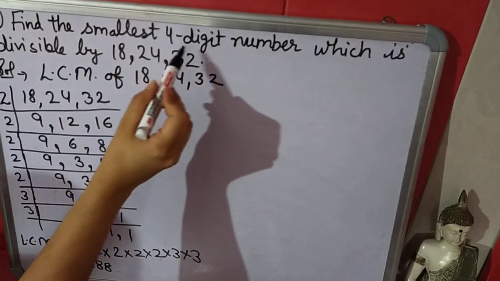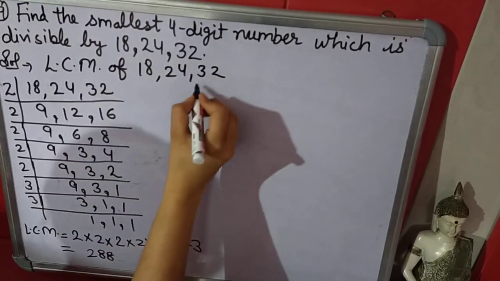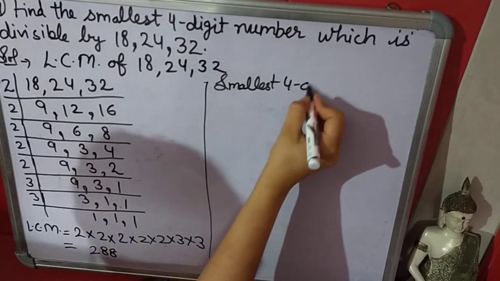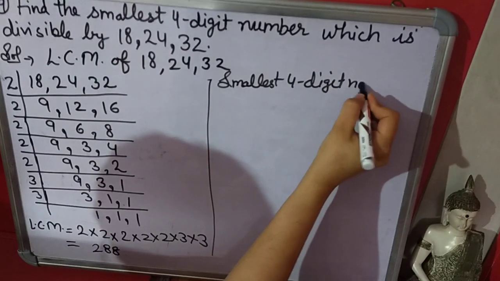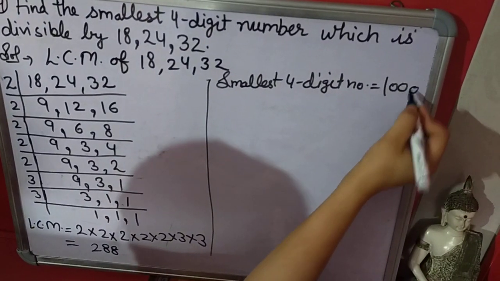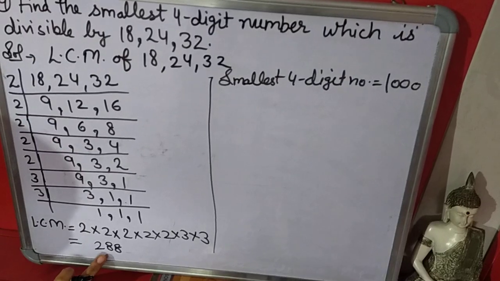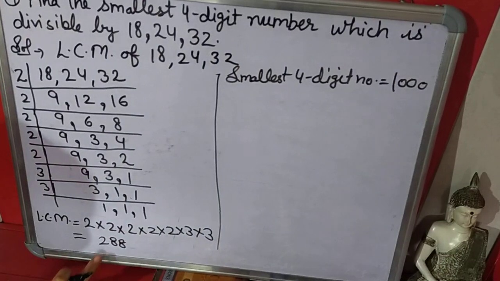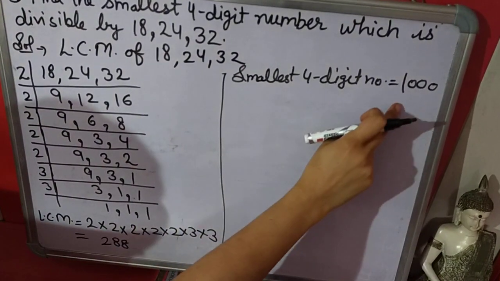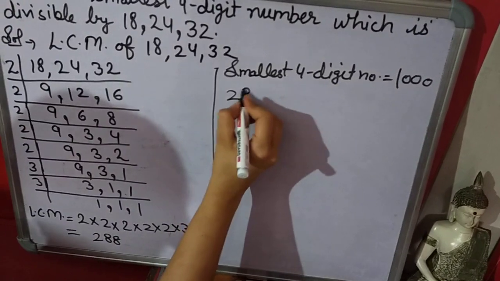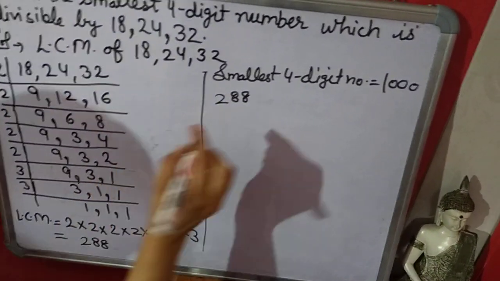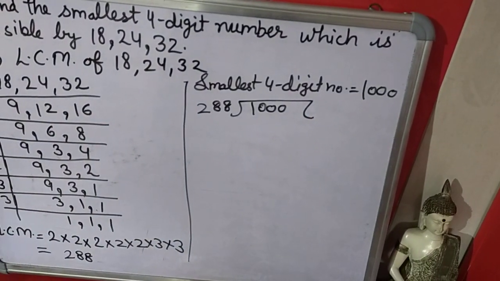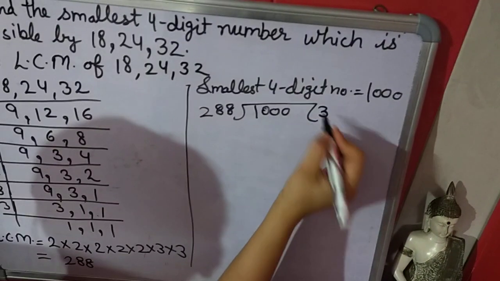Now he is saying find the smallest 4-digit number. So what is the smallest 4-digit number? This is not small. We have to find the smallest 4-digit number which is divisible by this. So we will take 288 and 1000 and divide for finding the multiple of 288. Okay, now we will divide it. So it will go on 3.